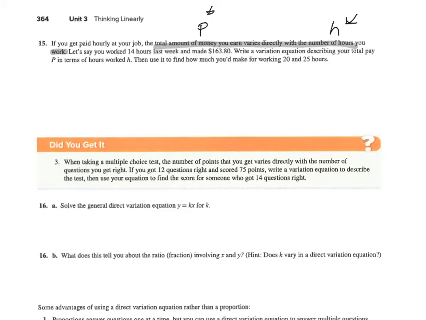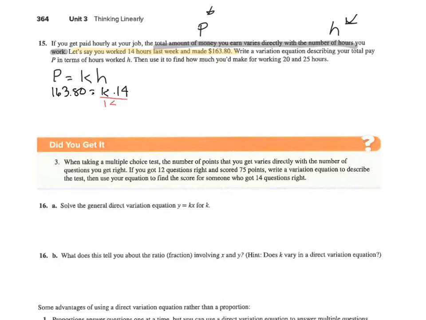And so here is our equation, P equals K times H. So that's our initial equation of the form Y equals KX. All right, step 3 says use a given input and output to find the constant of variation. Well, they said that, let's say you worked 14 hours last week and made $163.80. That's what you would use for that. So I'm going to put $163.80 in for our pay and 14 hours in for our H.